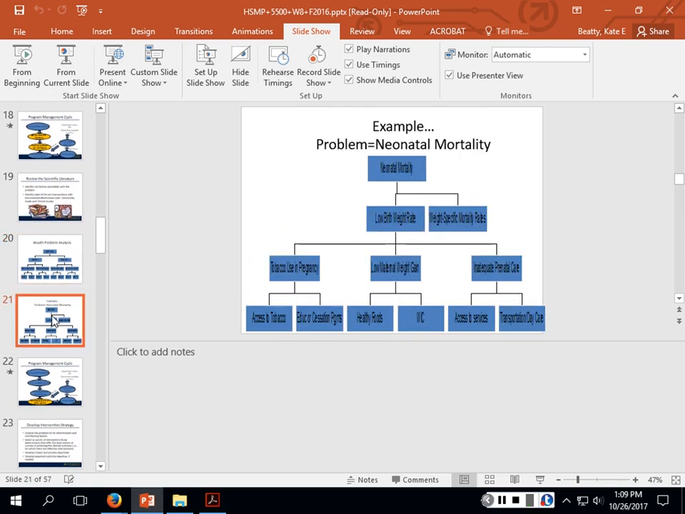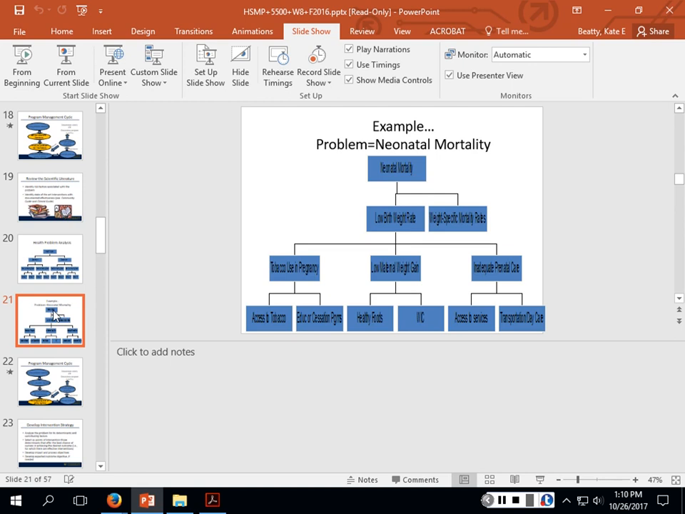We worked together on a number of examples. The first example was neonatal mortality. In this example, the health problem was neonatal mortality, and we identified together the determinants and the direct and indirect contributing factors of this health problem.